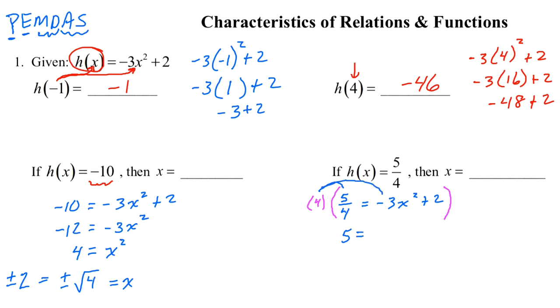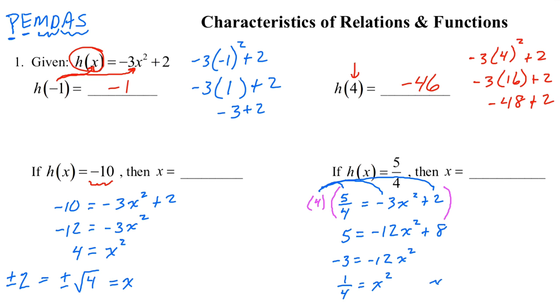4 times negative 3 would give you negative 12x squared. And then 4 times the 2 is 8. Now we have an equation that does not have any fractions, and we can solve using the same procedure we did before. So we're going to move the 8 over here first, and 5 minus 8 will give us a negative 3. Then you're going to divide by negative 12. Negative 3 divided by negative 12 is positive 3/12, or 1/4 when you reduce it.